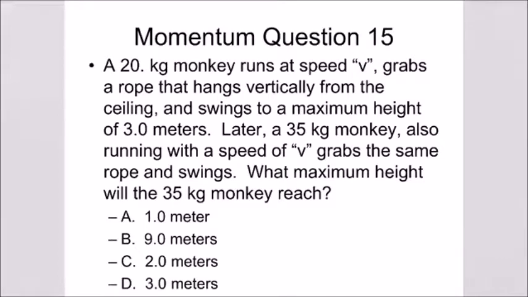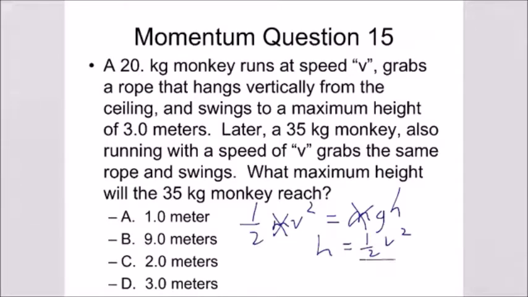What you've got to realize is in the beginning of this problem, the first monkey has kinetic energy. He grabs the rope and begins to swing upward, and that energy that he has is converted to gravitational potential energy, mgh. What I want you to notice, assuming that the energy conversion is perfect and that none is lost, is that these masses cancel out. So we could solve for h here, and we could say that h is equal to 1/2 v squared over g. Notice that the mass of the monkey doesn't factor in here.